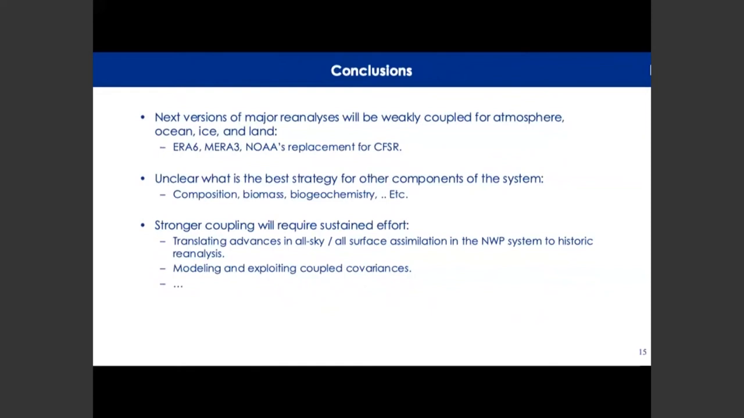So, conclusions: next versions of major reanalyses will be weakly coupled for atmosphere, ocean, ice, and land. I'm thinking specifically of ERA6, ERA-3, no replacement for CFSR. It's unclear what the best strategy is for other components of the system, such as composition, carbon, biomass, biogeochemistry. Maybe replay to an atmosphere-ocean coupled reanalysis with composition-centered reanalysis is a good strategy. Stronger coupling will require sustained efforts for translating advances in all-sky, all-surface assimilation from NWP systems to historic periods. We'll also need to sustain efforts in modeling and exploiting coupled covariances. We're just learning how to work with coupled covariances.